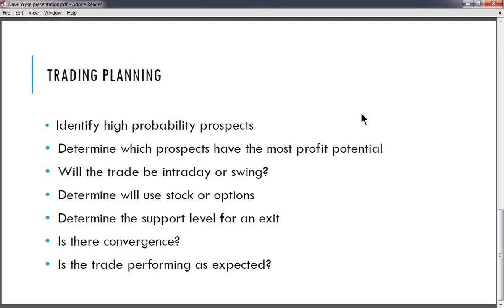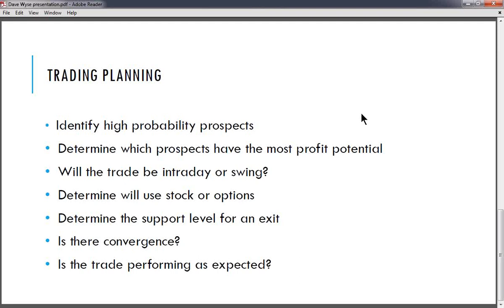Every trader, in order to be successful, the key thing that you need is good prospects. You've got to have good stocks. You can't be searching through 8,000 stocks every day to try to find prospects. And that's where Pete's scanner is so useful, because that gives us some real high probability prospects.